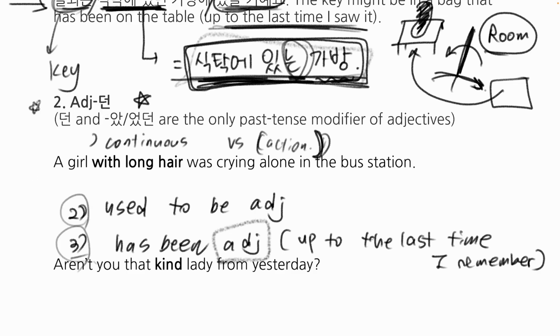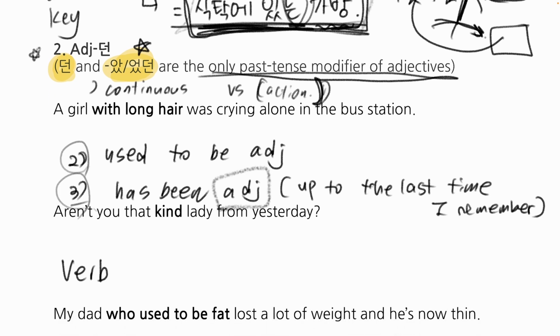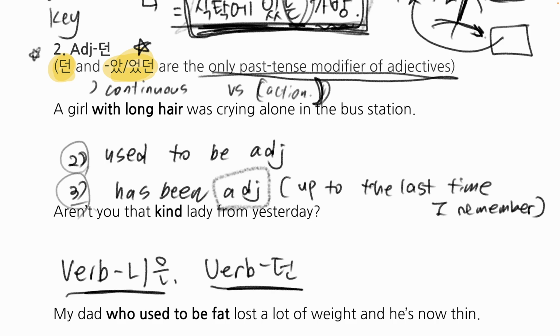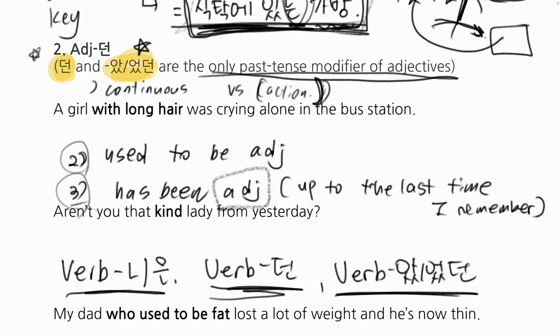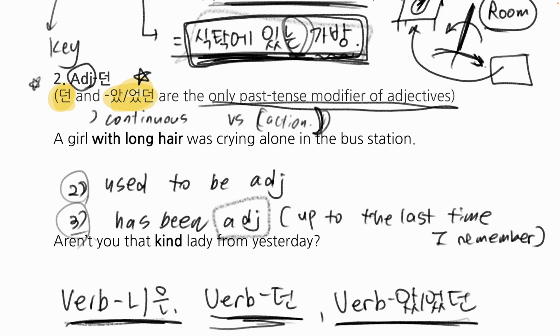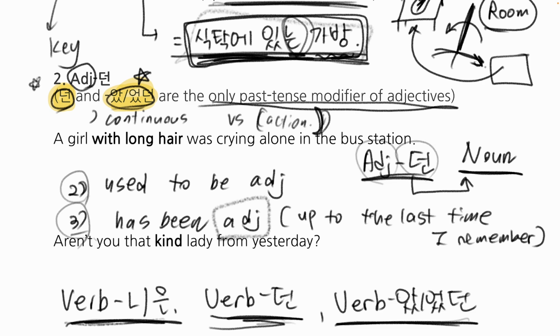And also I wrote it here that 던 or 았었던, we'll move on to 았었던 pretty soon, but 던 and 았었던 are the only past tense modifiers of adjectives, guys. So when it comes to verb, there are three: verb-은, verb-던, the usages of which we learned, and we still have left 았었던, which I will cover soon in this lesson. But verb has three types of past tense modifier, whereas adjective only has two. So if you want to put a past tense modifier of adjective for a certain noun, then you can use adjective 던 or adjective 았었던, which we'll learn pretty soon, but it means noun that was adjective.